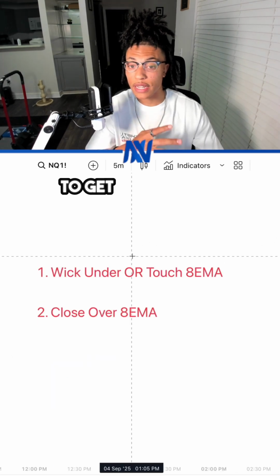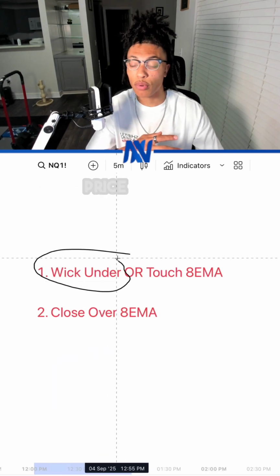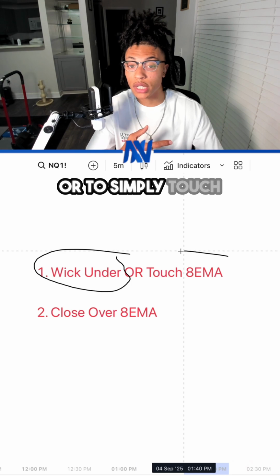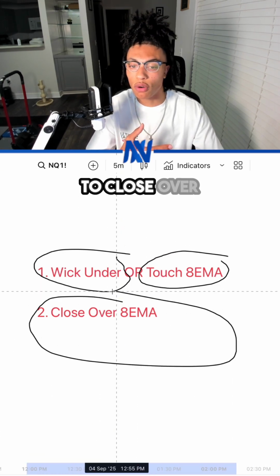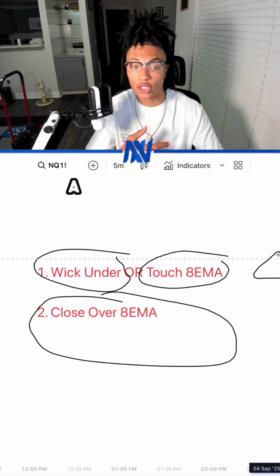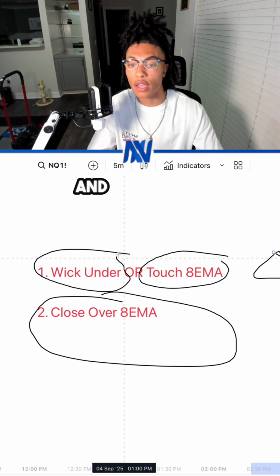Now, in order for us to get into a trade, we either need A, price to wick under, or to simply touch the 8MA equilibrium zone. And then for the second thing, we need price to close over the 8MA. With that, it'll signal a strong bullish trend still going to the upside, and we can get into a trade.